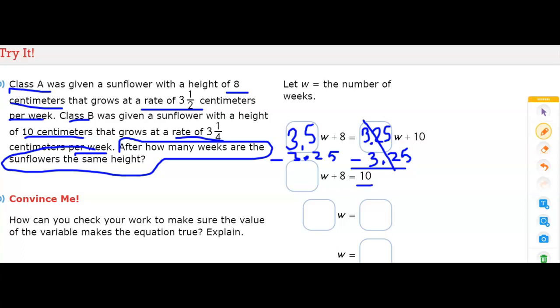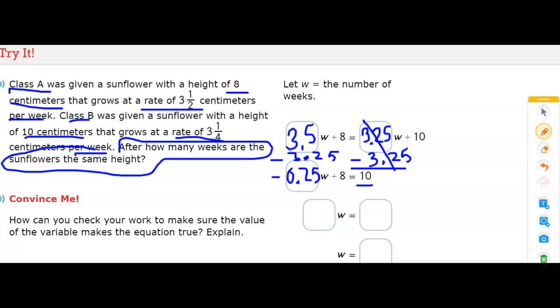And then on this side of the equation, we have the 3 5/10 minus 3 25/100. And that's going to be, let me double check my math, negative 0 and 25/100. Okay. And so now we've moved over the term 3 and 25/100 over to the left of the equation. And now we have negative 0 and 25/100 times W plus 8 equals 10.